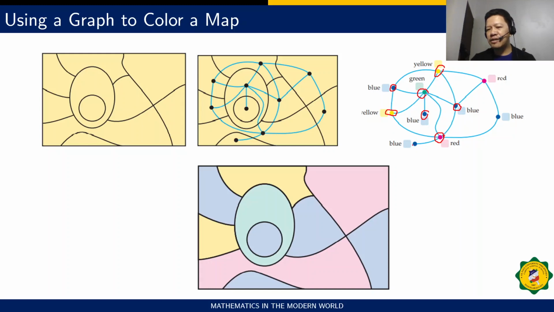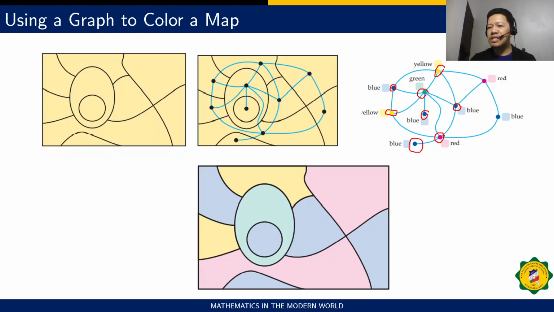And then in here, you can use blue, or you can use yellow, or you can use green. Why? It's possible because only red is here. So you can use green, yellow, or blue here. So we decided to use blue here.